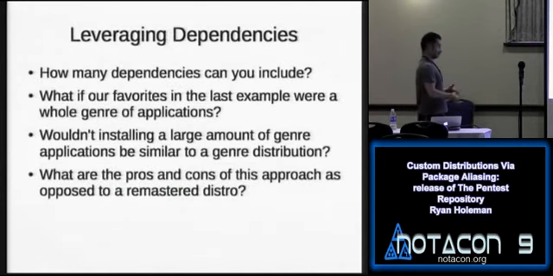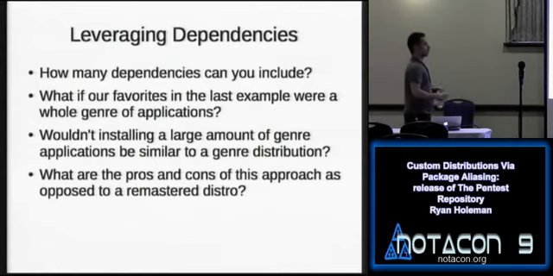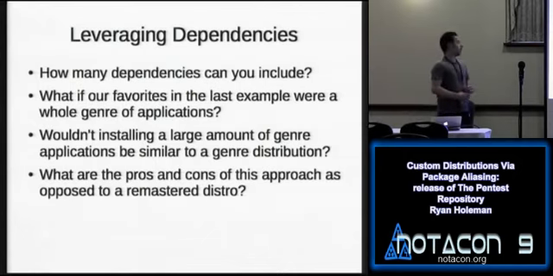So how many dependencies can you include, right? I haven't hit a limit. I've put in hundreds and hundreds and hundreds, and it seems that everything works fine, right? So what if, instead of my favorite applications being just a handful of applications, I picked a whole genre of applications to install as dependencies? Wouldn't this be really similar to, say, a remastered Linux distribution that basically comes with a lot of genre applications? In the end, there really is no difference. If I created one package that installed every single package in your Linux distribution that was respun by someone else, it's the same thing in the end.